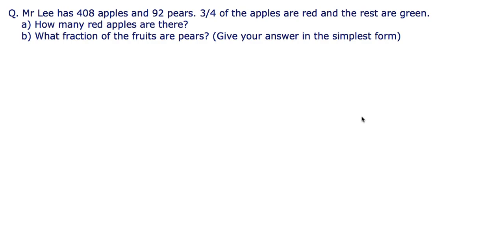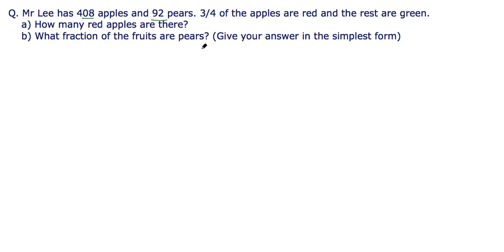So today we are going to solve a new word problem on fraction. Let's start with reading the question. Mr. Lee has 408 apples and 92 pears. 3 by 4 of the apples are red and the rest are green. Part A of the question is how many red apples are there? And part B is what fraction of the fruits are pears?